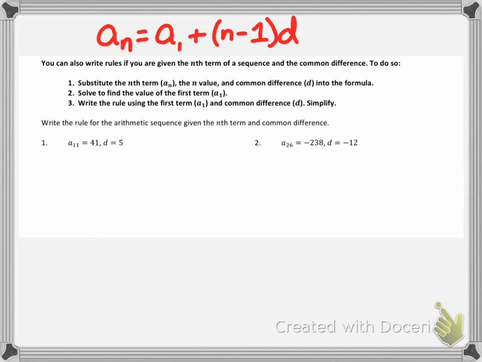So the way that we're going to do that, step 1, plug in that nth term for a sub n, the n value, and the common difference into the formula. We'll use it to solve to find the value of the first term, the a sub 1.